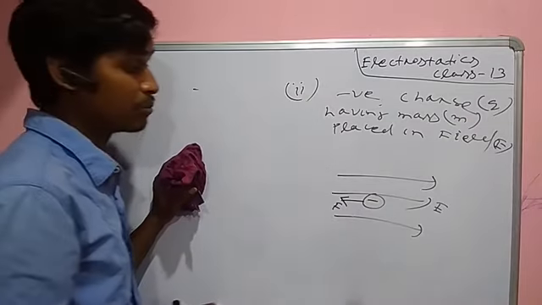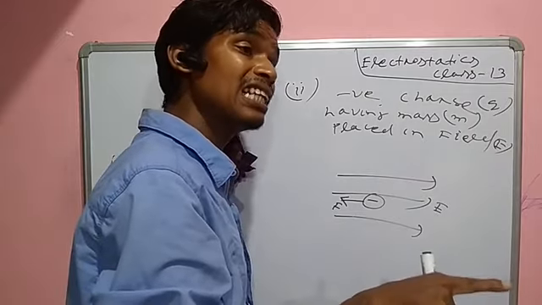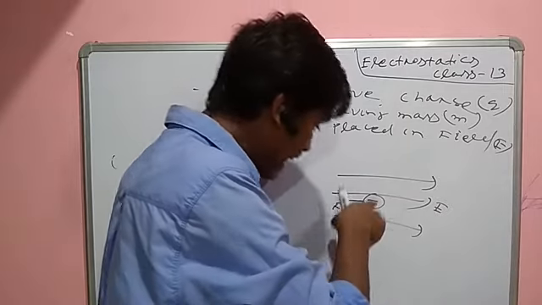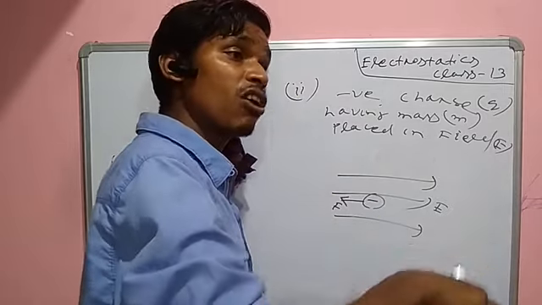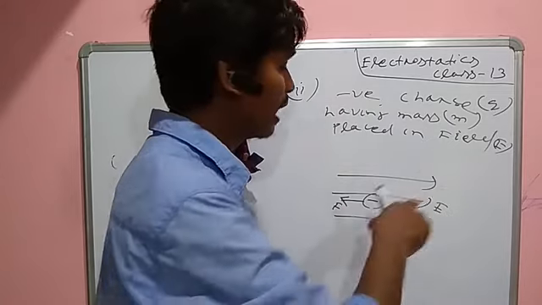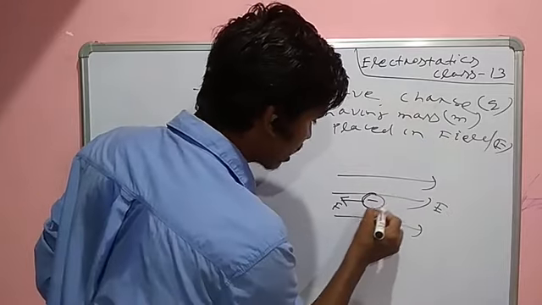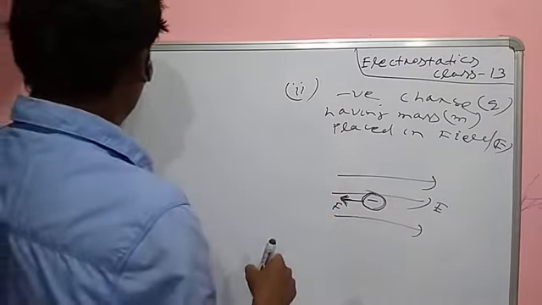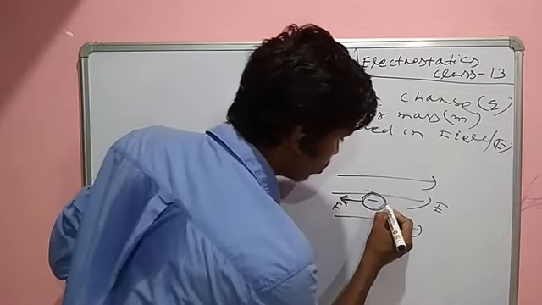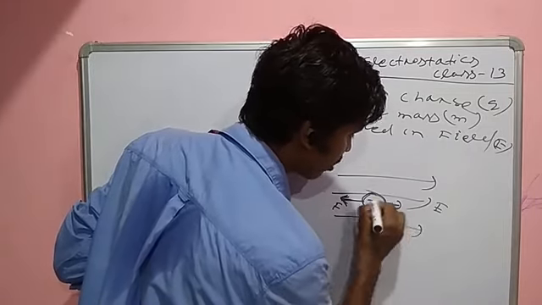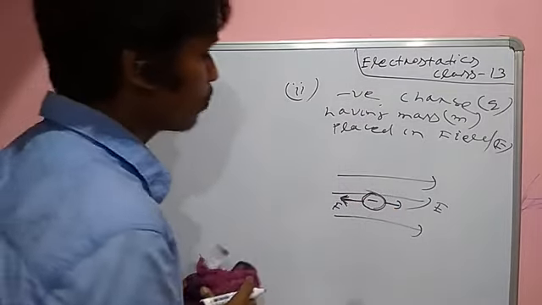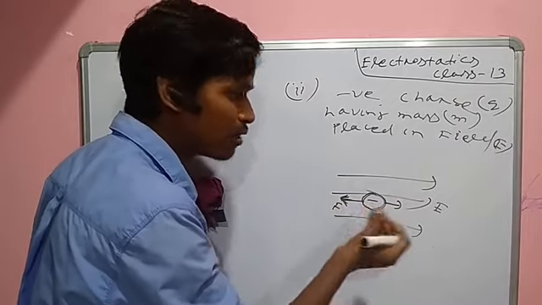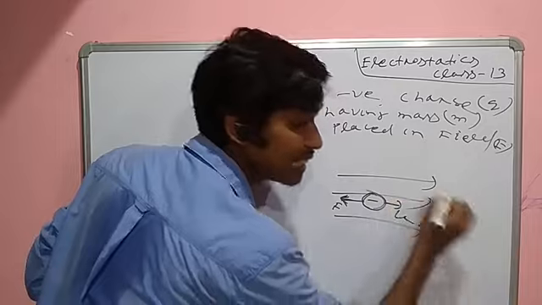That means whenever a positive charge is placed in an electric field, the direction of force is the same as the direction of the field. But when a negative charge is placed in an electric field, the direction of force is opposite to the electric field. So the force is here. But suppose the charged particle has an initial velocity in this direction.